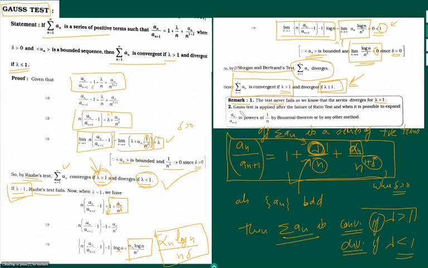So this test never fails, and the Gauss test is generally applied when the ratio test fails, and it is possible to expand a_n over a_(n+1) in powers of 1 over n, using the binomial theorem. So the Gauss test is very important, and we will do an exercise based on the Gauss test.